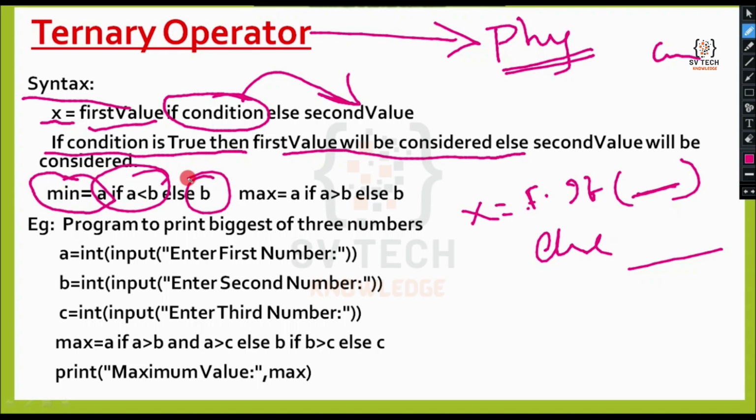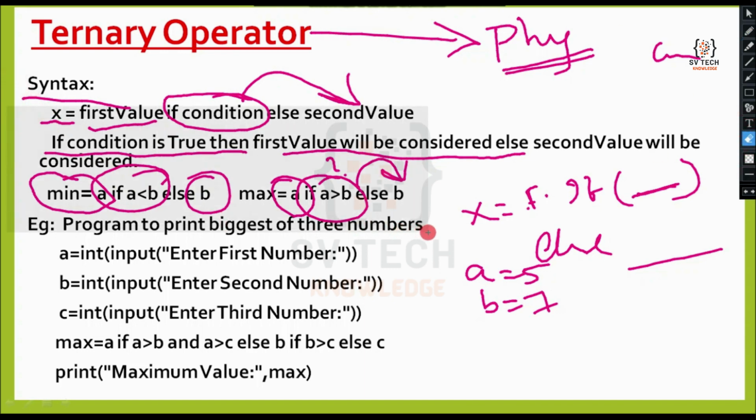So I have given two numbers and I am checking which is the minimum number or maximum number of those. I am giving maximum equal to a and then a condition. If the condition fails, then only b will be the result, otherwise a will be the result. Suppose I have given a equal to 5 and b equal to 7.